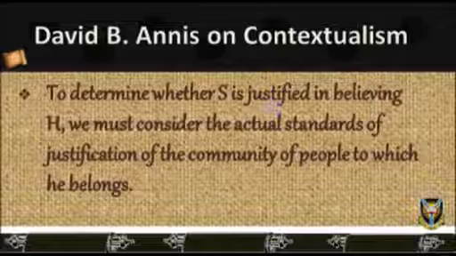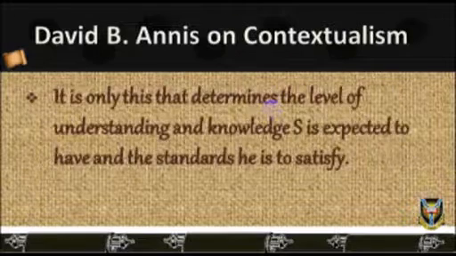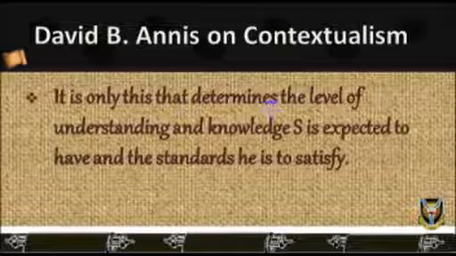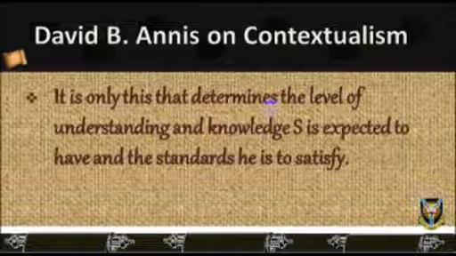More specifically, we determine whether S is justified in believing H by specifying an issue context raised within a community of people G with certain social practices and norms of justification. It is only this that determines the level of understanding and knowledge S is expected to have and the standard E is expected to satisfy. In an attempt to further explain contextualism as a theory of justification, David Harness opines that when asked whether S is justified in believing H, this has to be considered relative to an issue context.